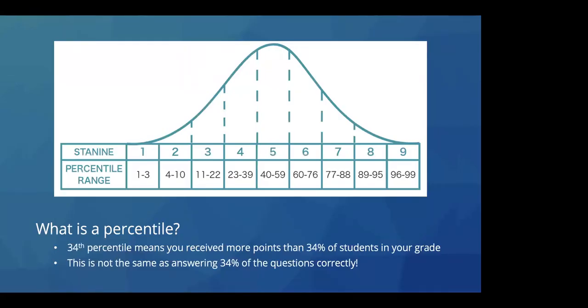A percentile is a way of comparing student scores. For example, if you score in the 34th percentile, it means you did better than 34% of students in your grade. Note that this is not the same as answering 34% of the questions correctly.